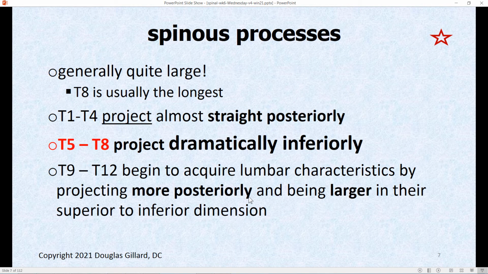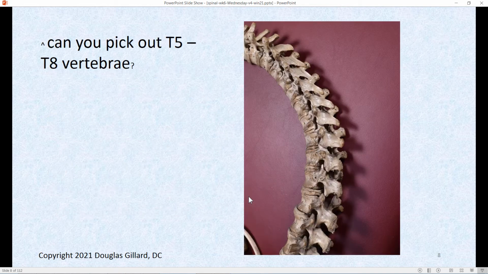What about the spinous process? These are interesting. So T1 through T4 project pretty much like lumbar, straight backwards. T9 through T12 also project more posteriorly. T5 and T8 are crazy. They actually project more inferiorly, which is kind of strange, but you can see them right here. Can you actually pick out where T5 and T8 are?